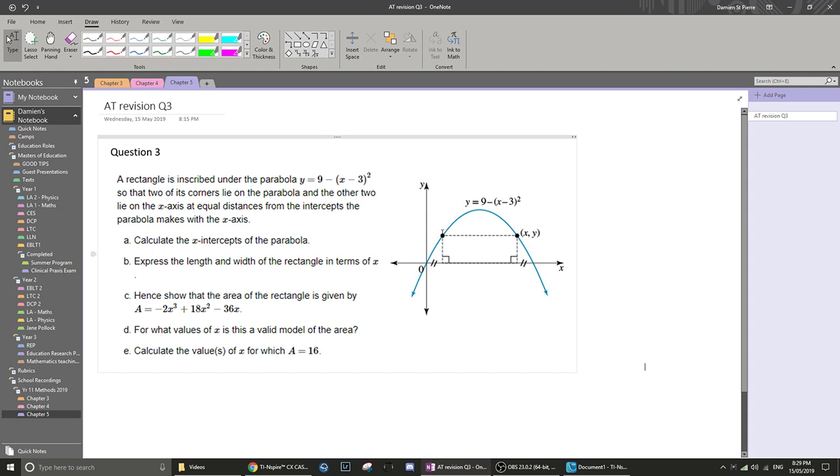A rectangle is inscribed under the parabola given by this rule, so that two of its corners lie on the parabola and the other two lie along the x-axis at equal distances, and this will be key in a second, okay, that they're equal distances from the intercepts the parabola makes with the x-axis. Calculate the x-intercepts of the parabola.